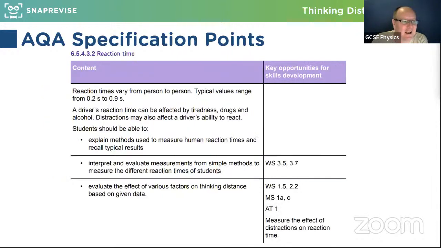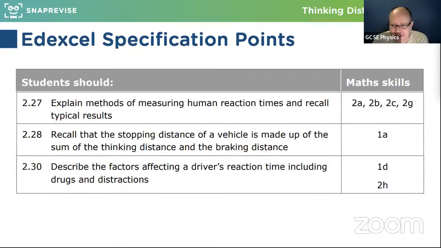And then furthermore, it talks about reaction times varying. We'll talk about why that is the case. You need to be able to estimate typical reaction times of human drivers and interpret and evaluate measurements. Edexcel, very similar: explain methods of measuring human reaction times, and recall typical results. So making those estimates, the reaction time of a normal healthy human is about 0.2 of a second.